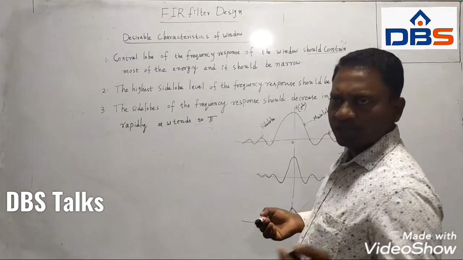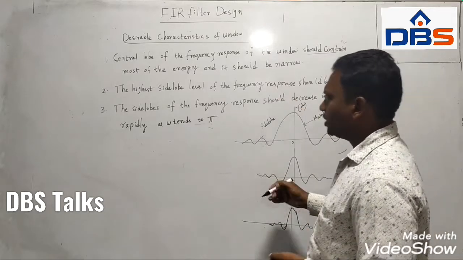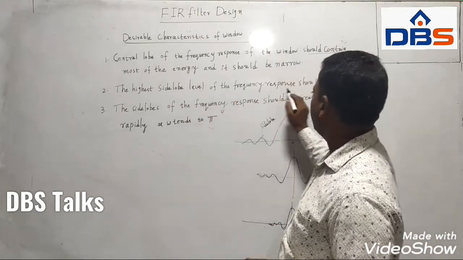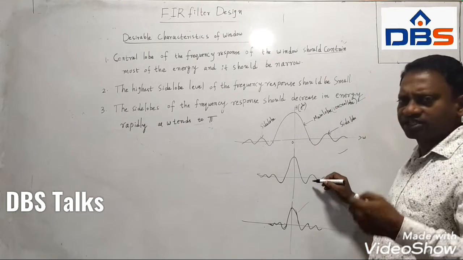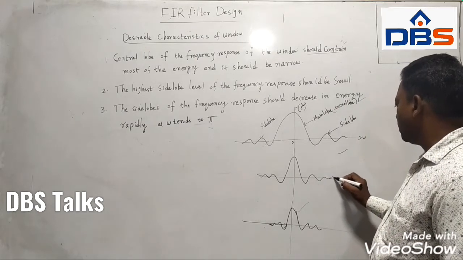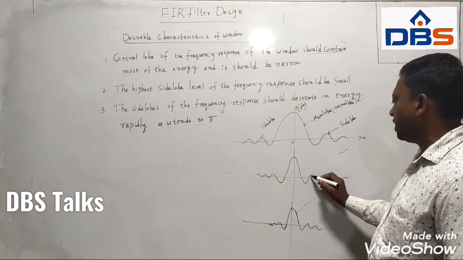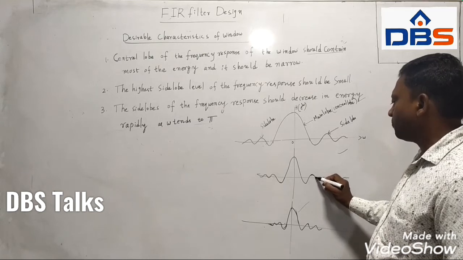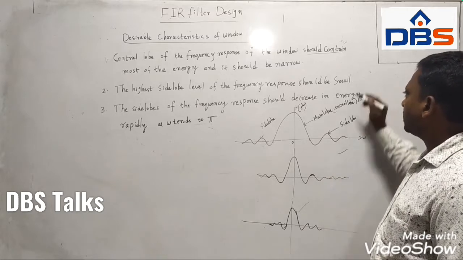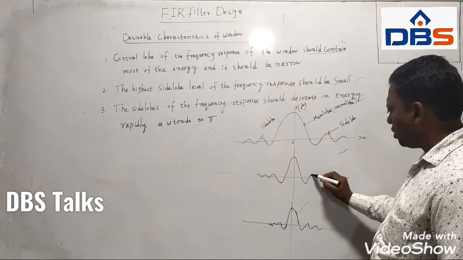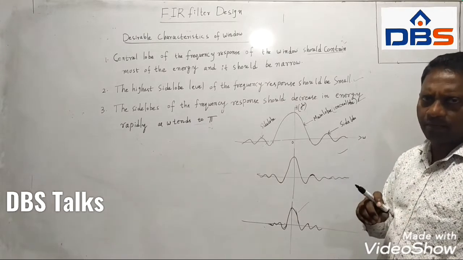Any window may be rectangular, triangular, Hamming; different types of windows are there. When you come to that point, you will see. Next, the highest side lobe level of the frequency response should be small. Here, this is the first, or highest, side lobe. In some cases, we may have multiple side lobes like this. The highest side lobe magnitude must be very low, because when it is low, the remaining lobes get smaller and smaller.